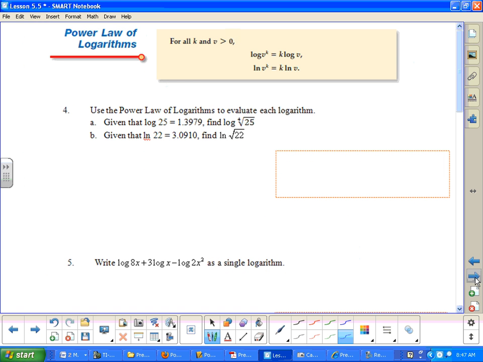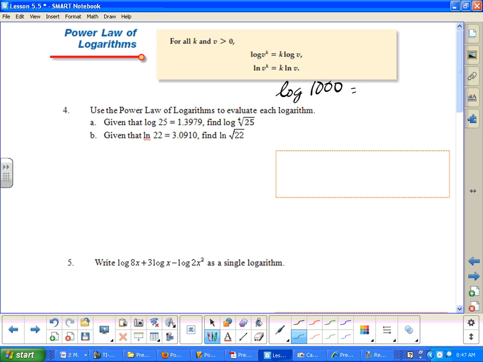Okay. All right. Power laws. So if we have the log of v to the power of k, I can take that exponent and move it to the front. One problem that we did before with that is, if we had the log of 10 or the log of 1,000, for instance.